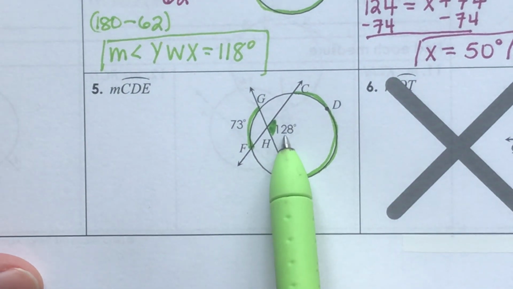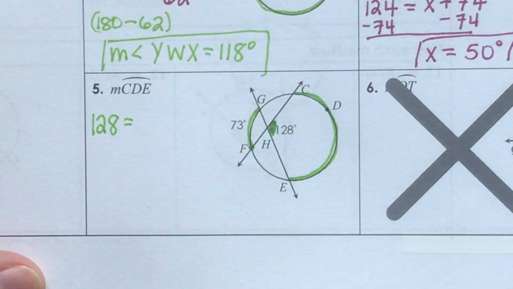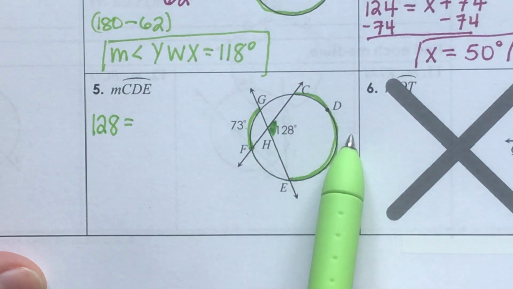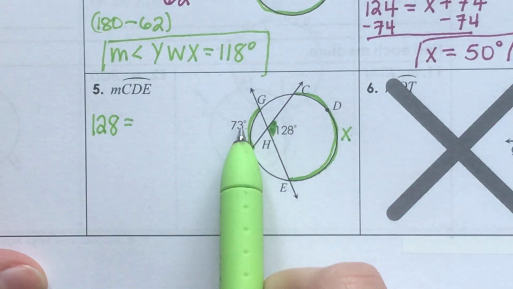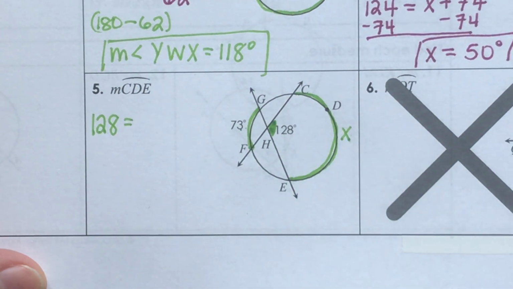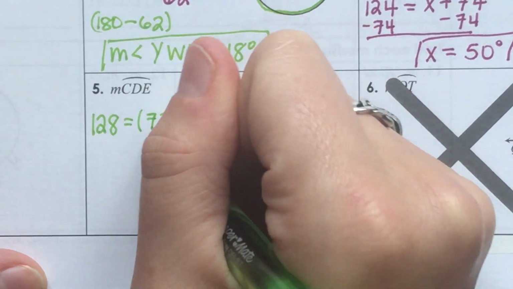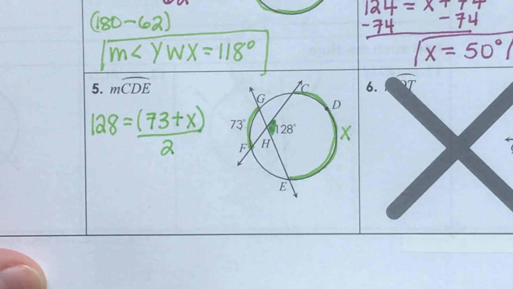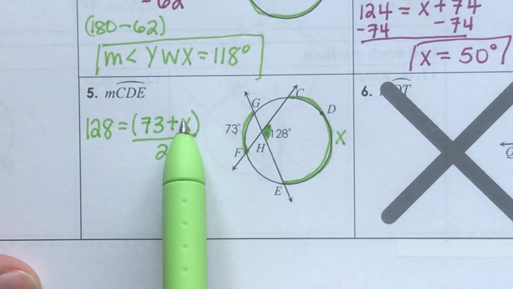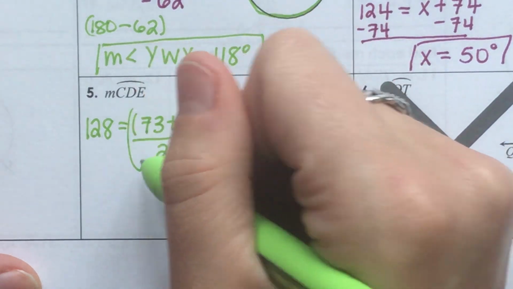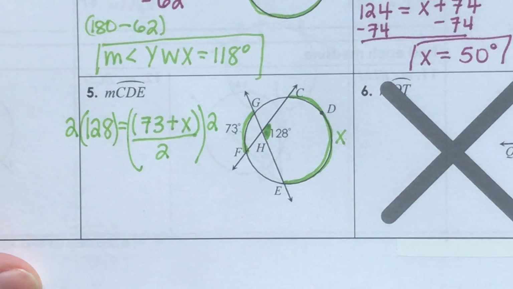I'm going to say this interior angle equals arc plus arc divided by 2. So again, I'm going to put an X here. Arc plus arc divided by 2. So 73 plus X divided by 2. And then I'm going to solve for X just like I did in the last one. To get rid of divided by 2, I'm going to multiply by 2. And I'm going to do that on both sides.